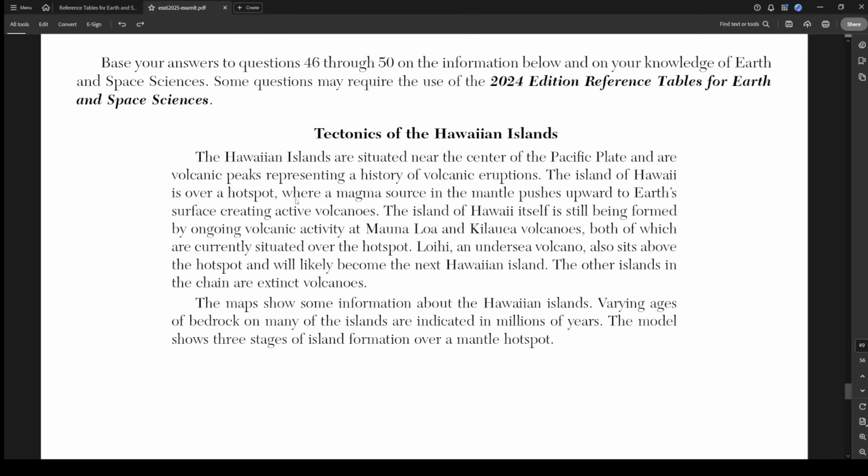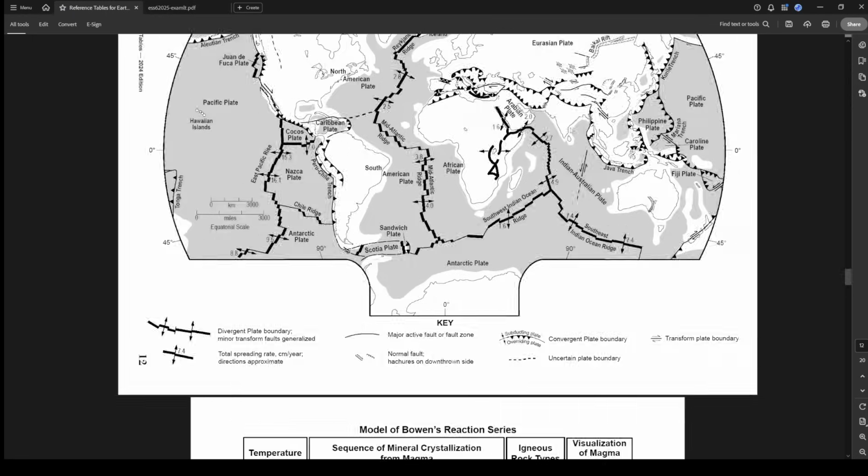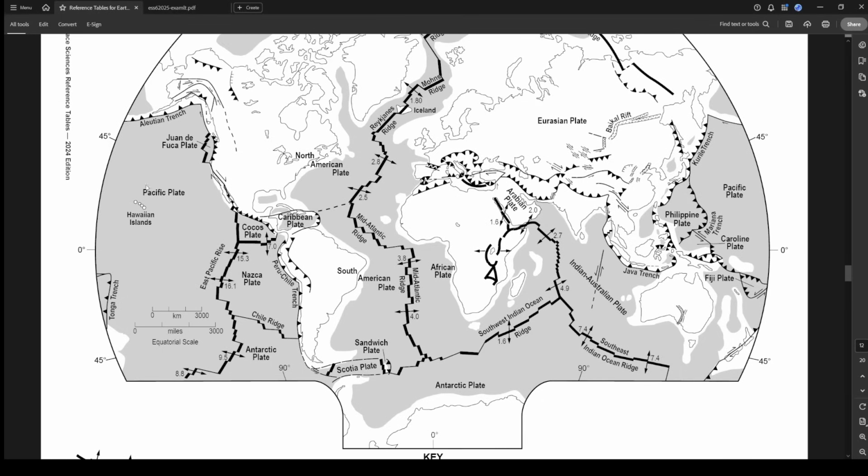Tectonics of the Hawaiian Islands. The Hawaiian Islands are situated near the center of the Pacific Plate and are volcanic peaks representing a history of volcanic eruptions. Oh, speak of which. Okay, so let's go here. Here we are. In the Pacific Plate, right?